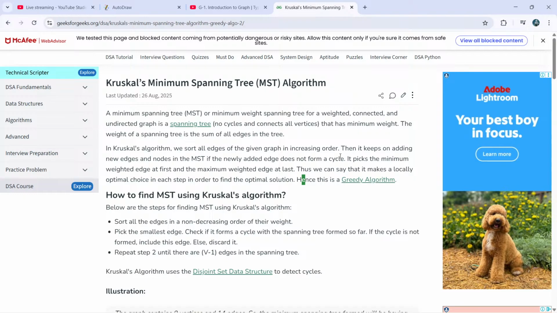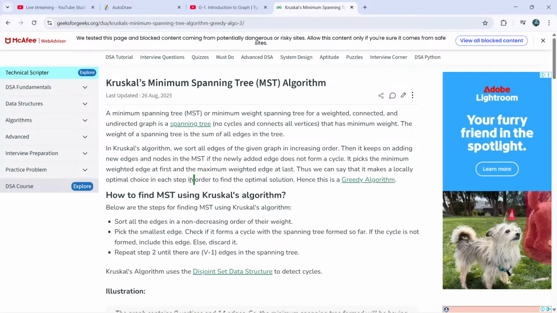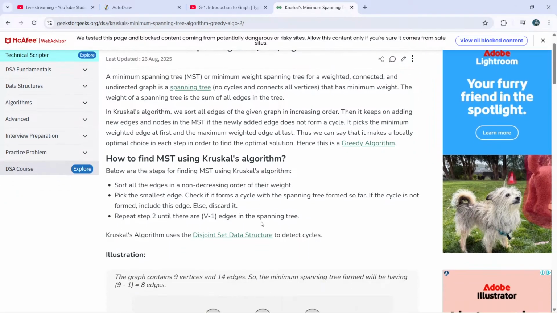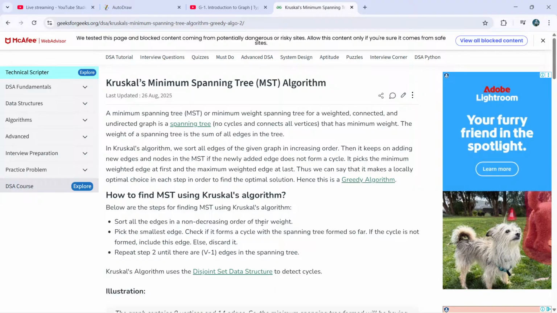form a cycle. It picks the minimum weight edge at first and the maximum weight edge at last. Thus, we can say that it makes a locally optimal choice in each step in order to find the optimal solution. Hence, this is a greedy algorithm. So Kruskal's algorithm is a greedy algorithm. That is a new thing that I know.